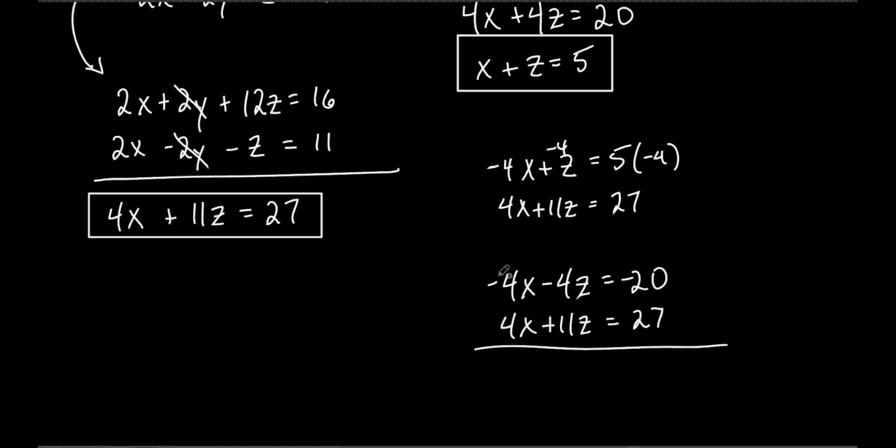Okay, what can we do? Those cancel out. What's this going to be? 7z. What's that going to be? 7. What's z? It's 1.